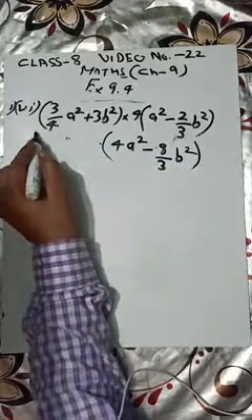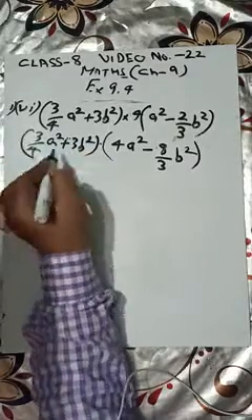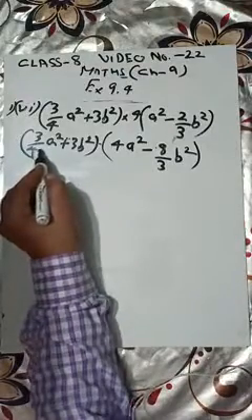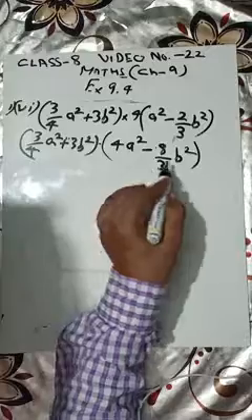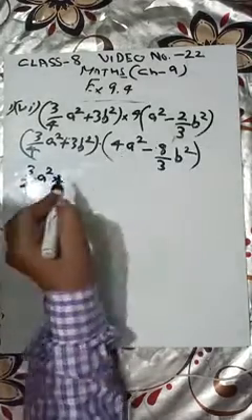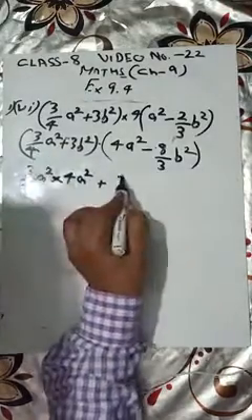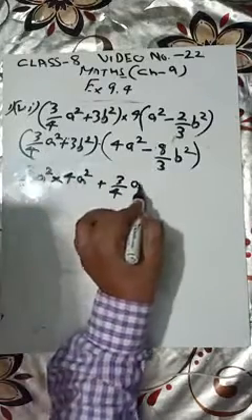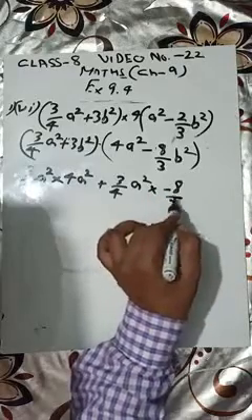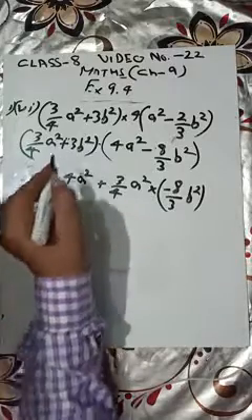Now 3 upon 4a square plus 3b square. Okay. Now these are going to multiply. Again, same thing. Take the very first term and multiply it by each term. So 3 upon 4a square is going to multiply with this first term, 4a square. Then plus 3 upon 4a square is going to multiply with this, that is minus 8 upon 3 b square. Work of this is over. Now it's time for this.